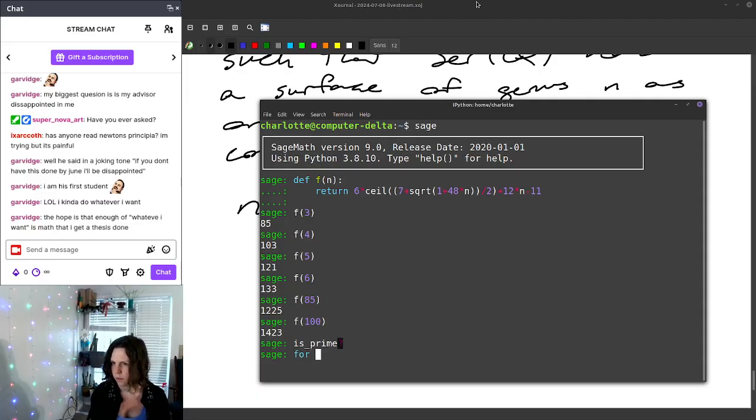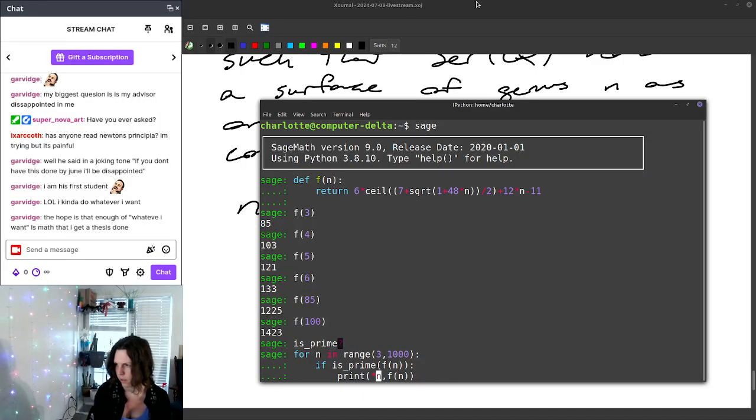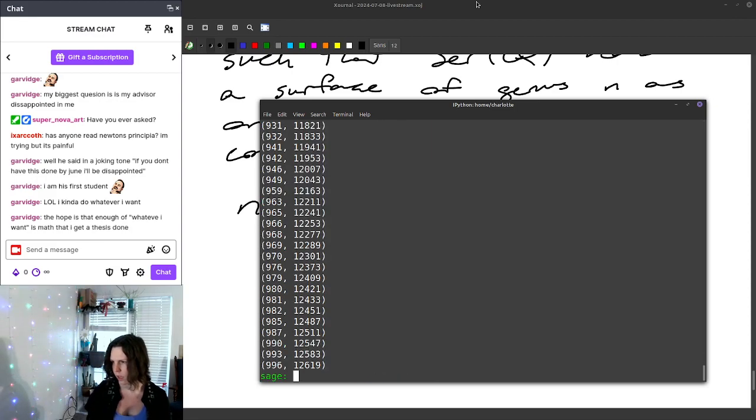So for n from there, so if f of n is prime, print n, f of n. Well, I'll just make it a tuple.